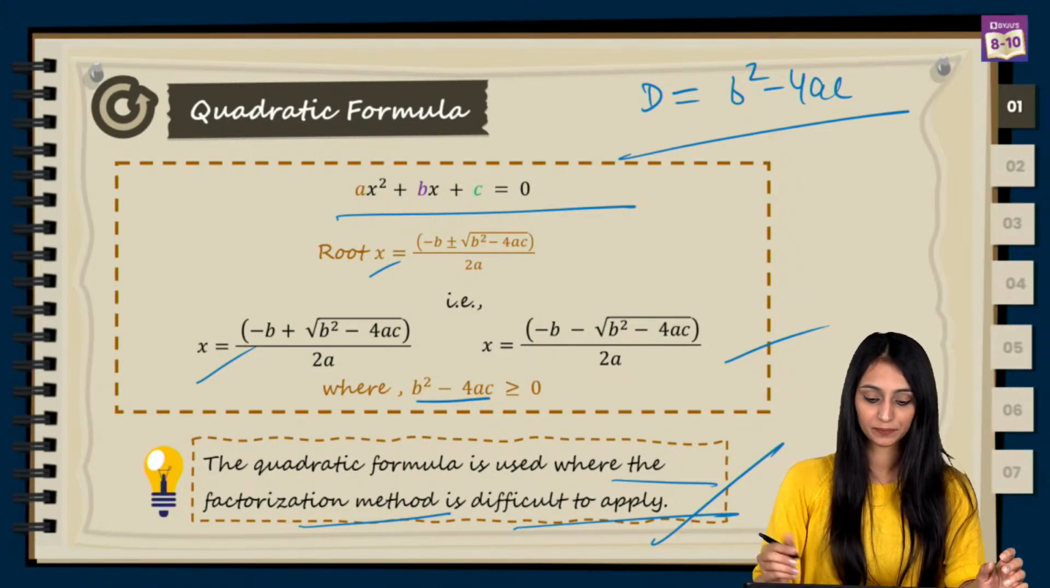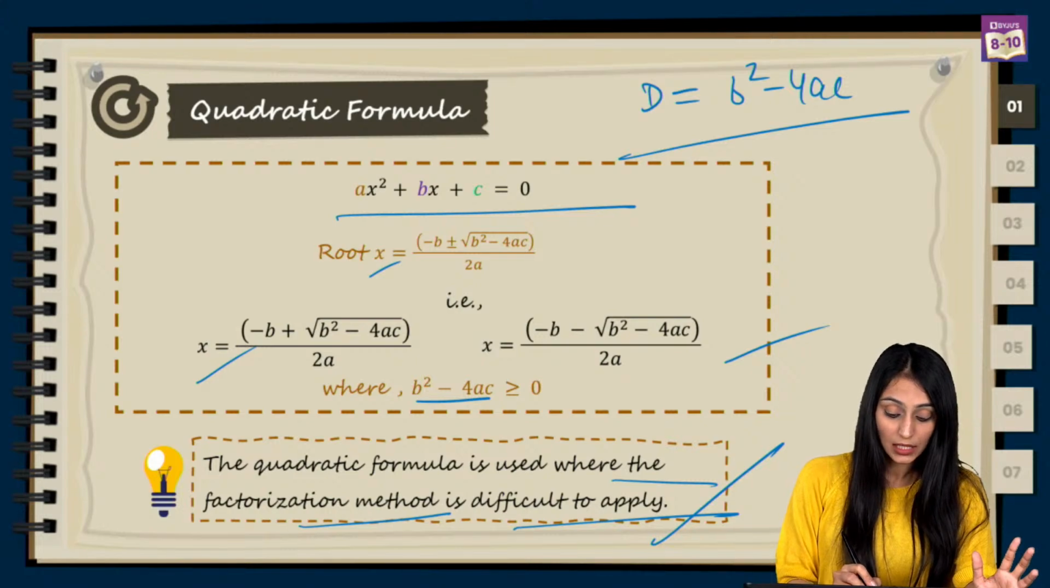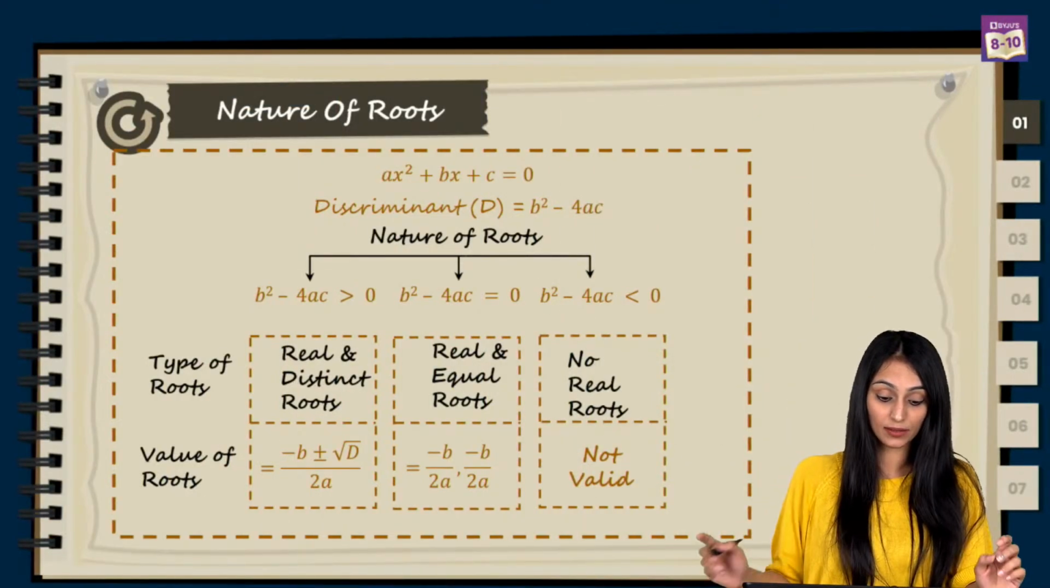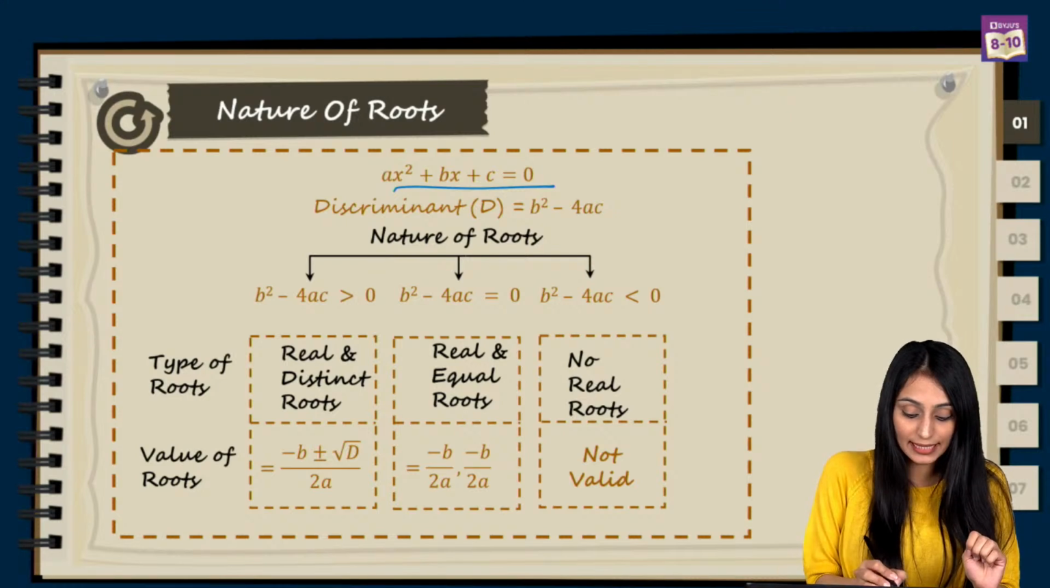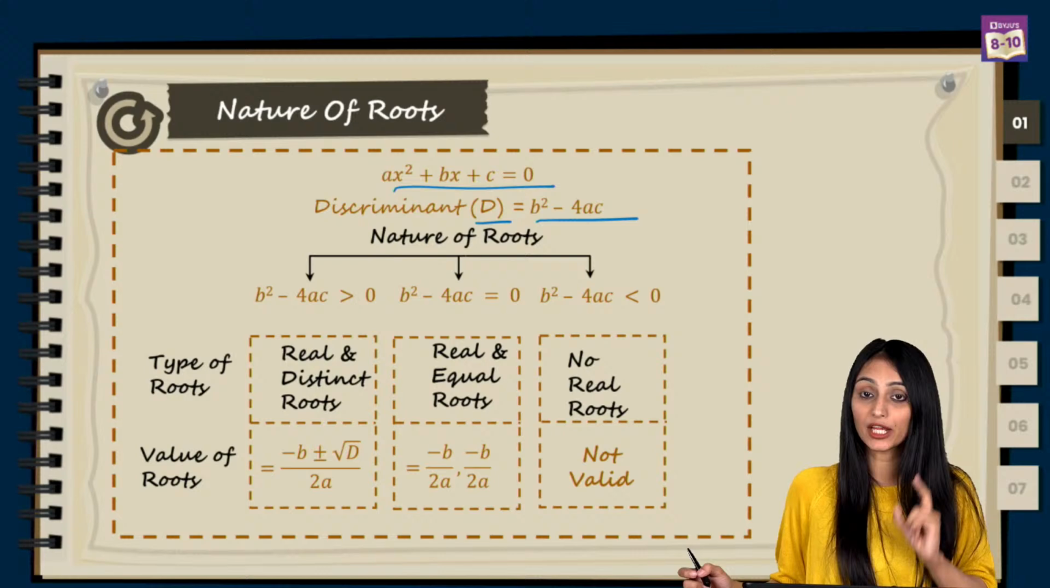Okay. All right. So this was about quadratic formula. Now, as I said, we have nature of roots as well. This is the general form of the quadratic equation, and D is what? That's discriminant, b square minus 4ac. It helps us to check the nature of the roots.